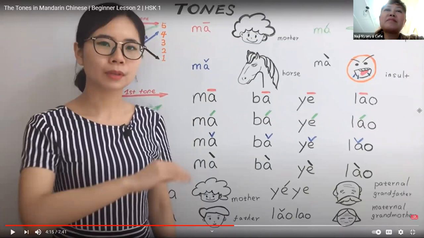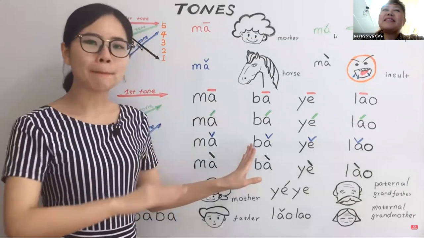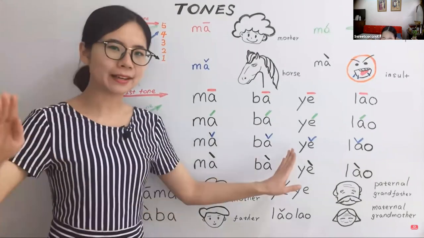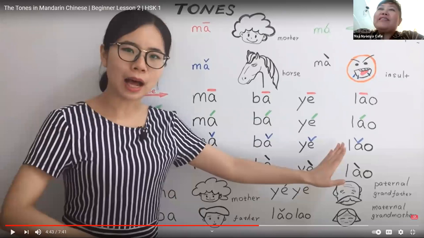Mǎ, mǎ, mǎ. Bǎ, bǎ, bǎ. Yě, yě, yě. Lǎo, lǎo, lǎo. Why is it stop? Ma ba ye lao. Ma ba ye lao. Ma ba ye lao. Continue.